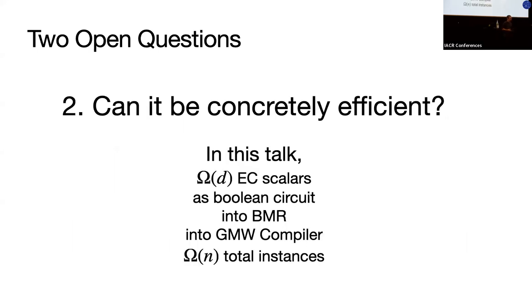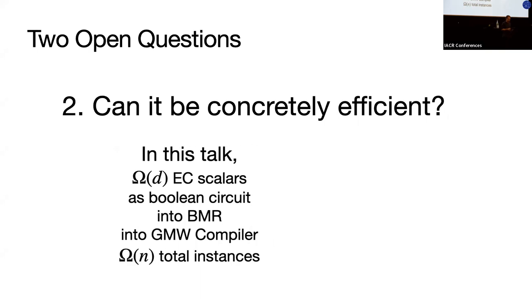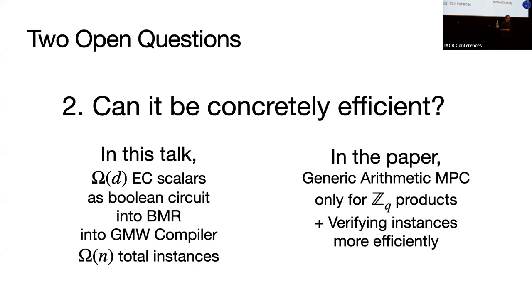Second, we'd like to know if these techniques can be applied with concrete efficiency. So in this talk, I suggested to you that maybe you ought to take a next message function with elliptic curve scalar operations, and then render it as a Boolean circuit and put that circuit into the BMR protocol, and then put the BMR protocol into the GMW compiler, and then do all of that order n times and make everyone in the world verify all order n instances. This is clearly not concretely efficient, right?